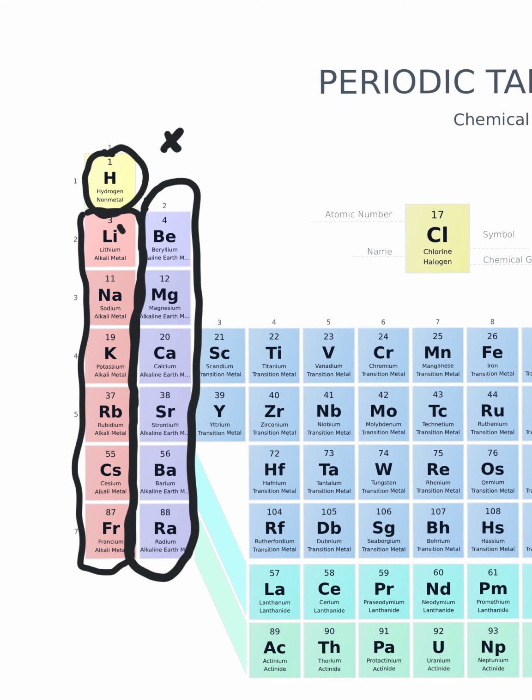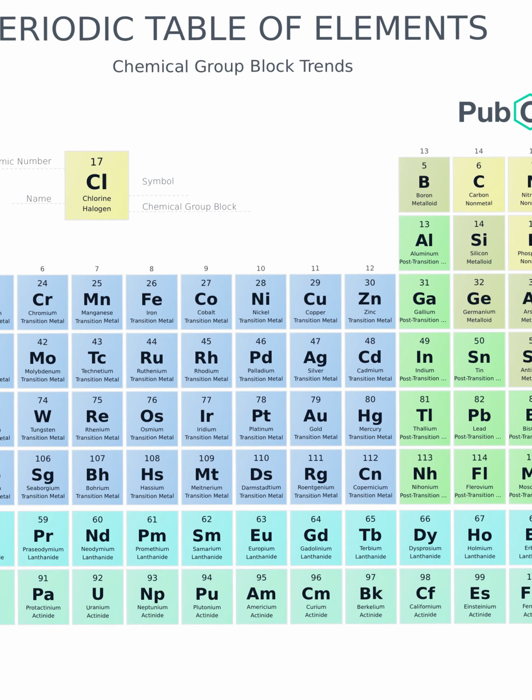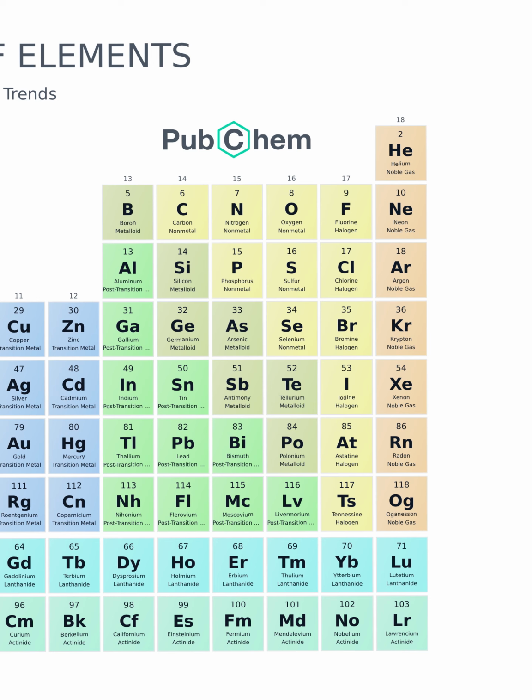Now, if we go to the other side of the periodic table, all of these elements on this side are referred to as the main group elements. Group 18, these are the noble gases. These are very stable elements, and they have a full valence shell, so they have 8 valence electrons. They don't take part in chemical reactions readily. Group 17, these are the halogens, and they're very reactive. They have 7 valence electrons. They want one more.